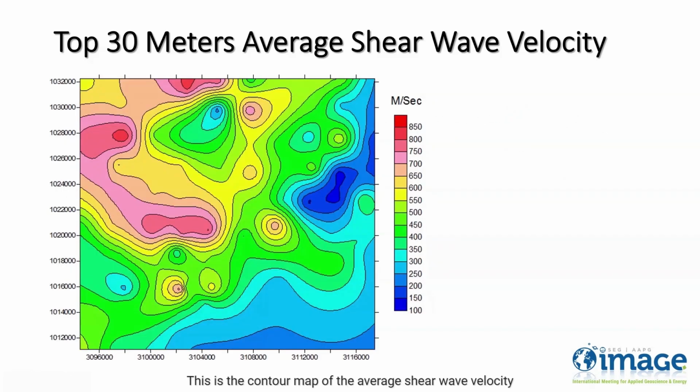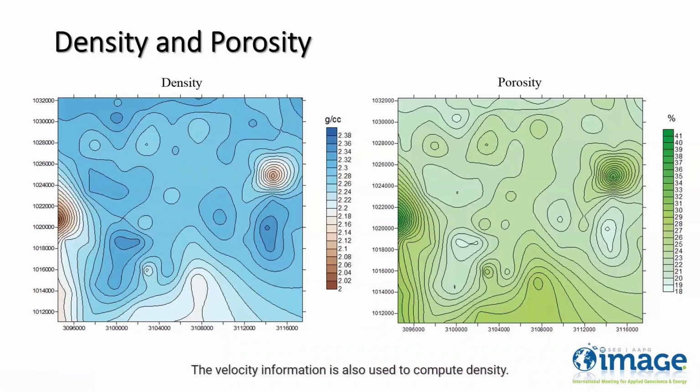This is the contour map of the average shear wave velocity of the top 30 meters of soil. As we can see, the average shear wave velocity is lower in the southeast and increases as we move towards the northwest. The velocity information is also used to compute density.